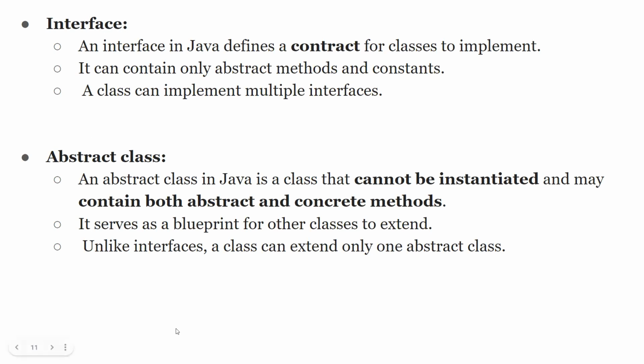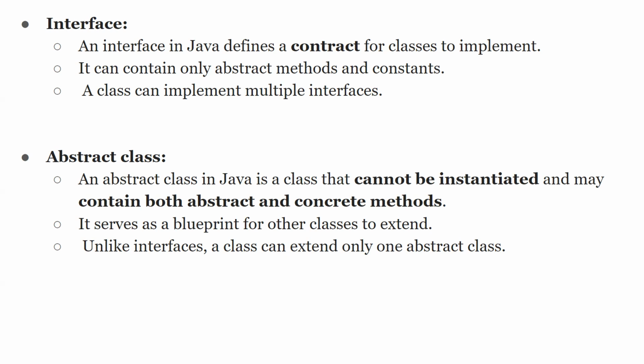An abstract class in Java is a class that cannot be instantiated, and it may contain both abstract and concrete methods. When we say concrete methods, we mean methods that are implemented, that have a body. When we say abstract methods, we mean methods that have only the declaration, only the signature, but no implementation.